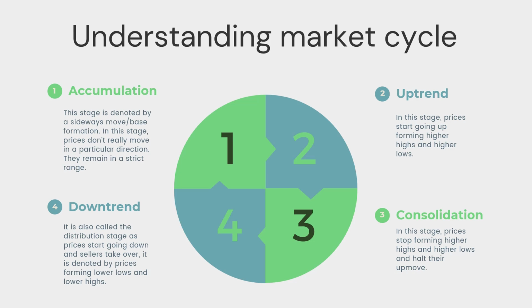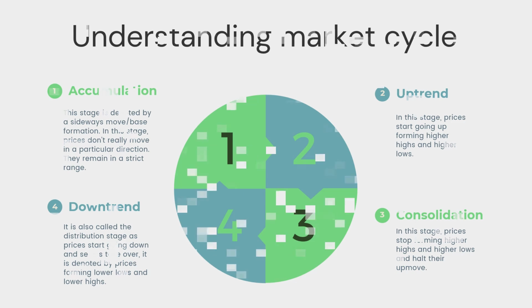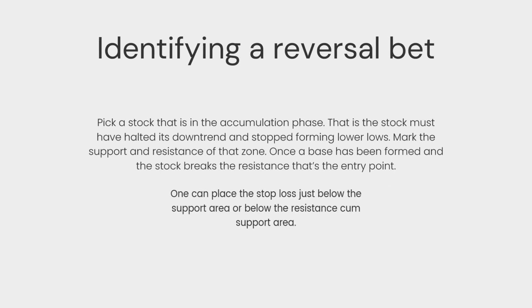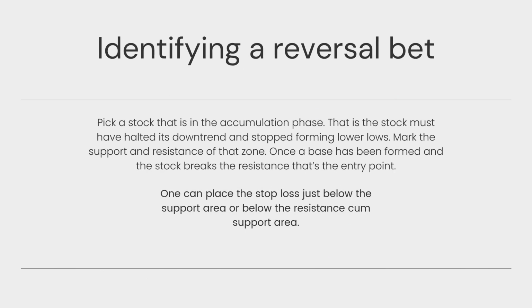So now that we have learned how trends work and what a market cycle is, we can further move to identifying a reversal bet. So what do you have to do here? You have to pick a stock that is in the accumulation phase. The stock must have halted its downtrend and stopped forming lower lows. Find out the area where the stock is facing a stiff resistance and mark that area as a resistance. In a similar fashion, just find the area where the stock is taking a good support and not breaking that level. That area will act as a good support.